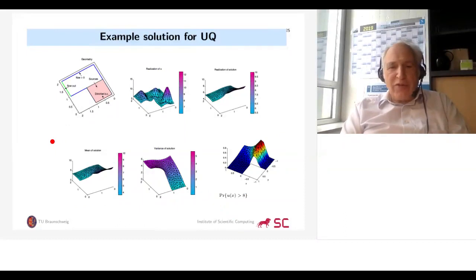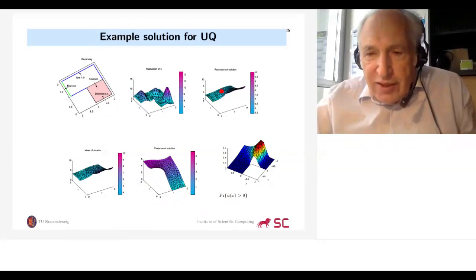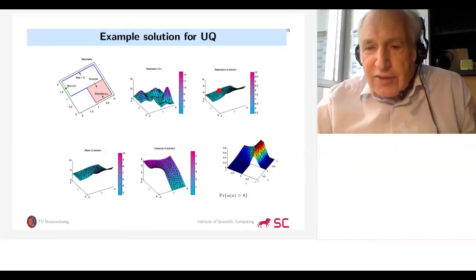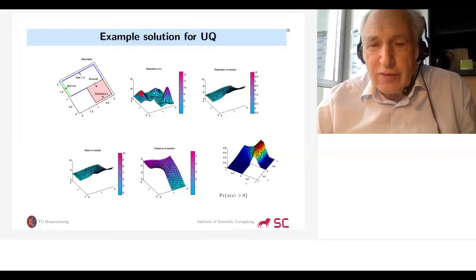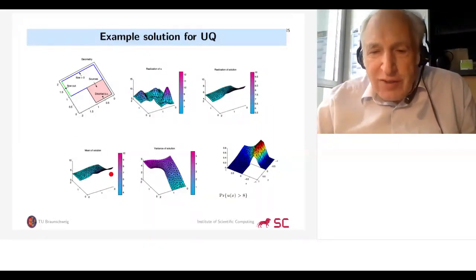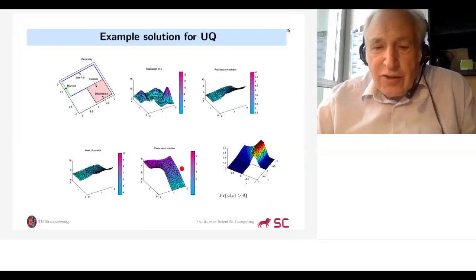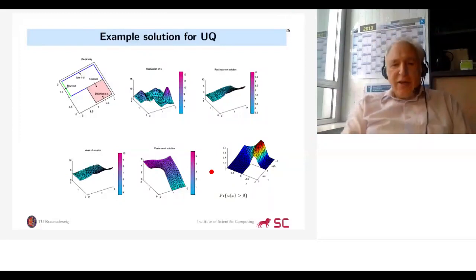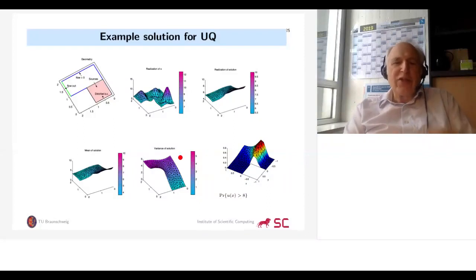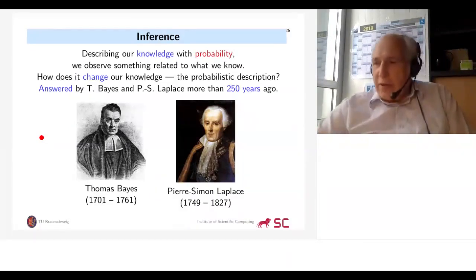Just to show you an example of uncertainty quantification. This is a possible realization of such a random conductivity field. What you see here is a realization of the solution, just one example for one realization. What you have here is the mean, the average value of the solution. Here you have the variance of the solution. And this is the probability that the solution, in this case the hydraulic head, is larger than 8. Not that 8 is some magic number, but it gave a nice picture to show you. So these are examples of the things you can compute with uncertainty quantification.